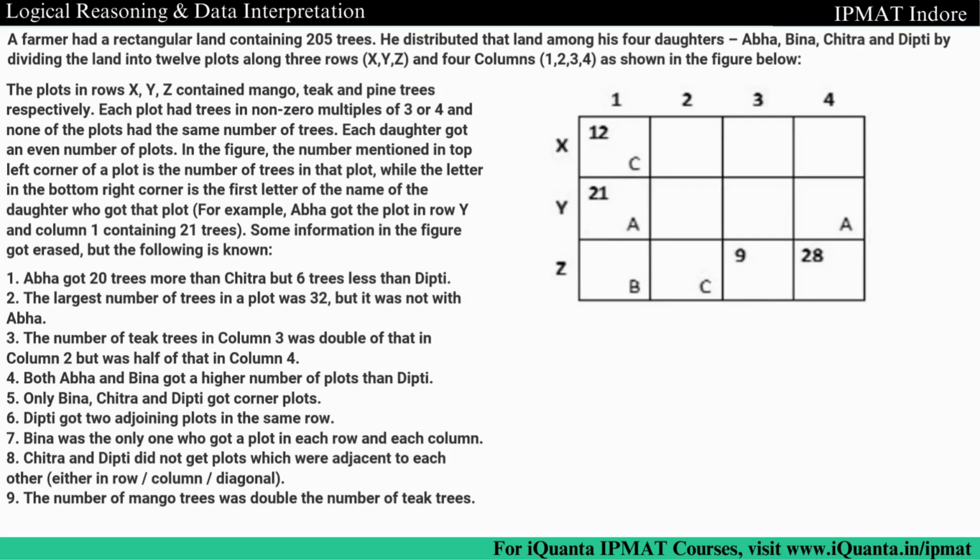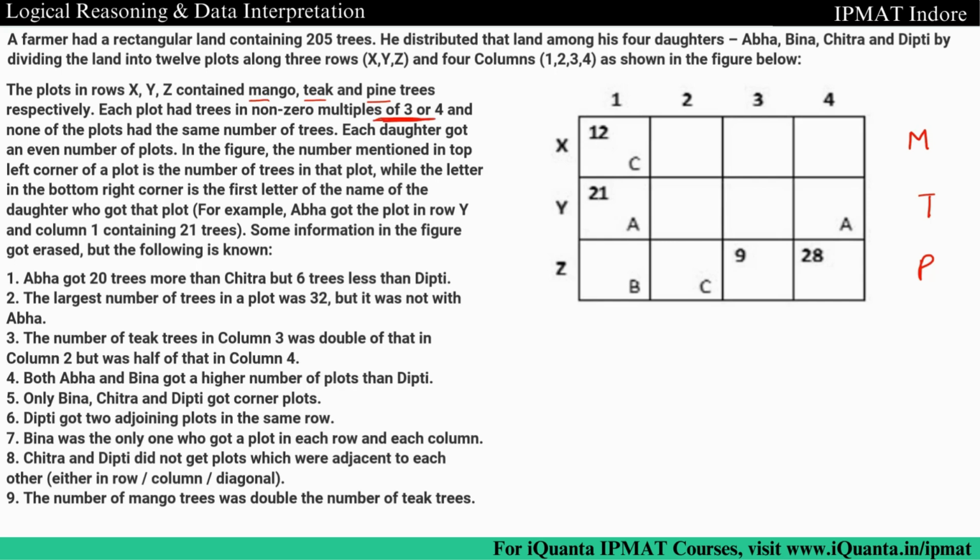So I'll just underline the main details. Row XYZ contain mango, teak and pine trees. So this contains mango, this contains teak trees and this contains pine trees. Each plot had trees in non-zero multiples of 3 or 4.